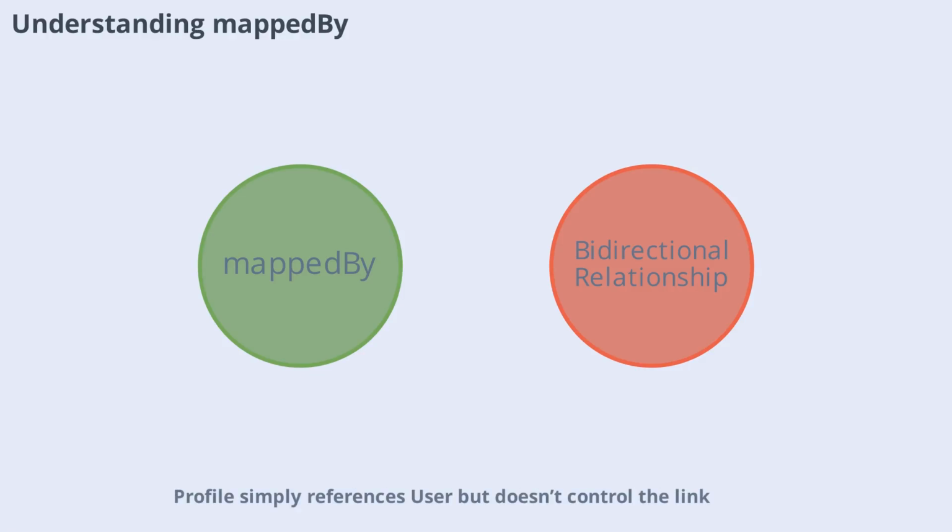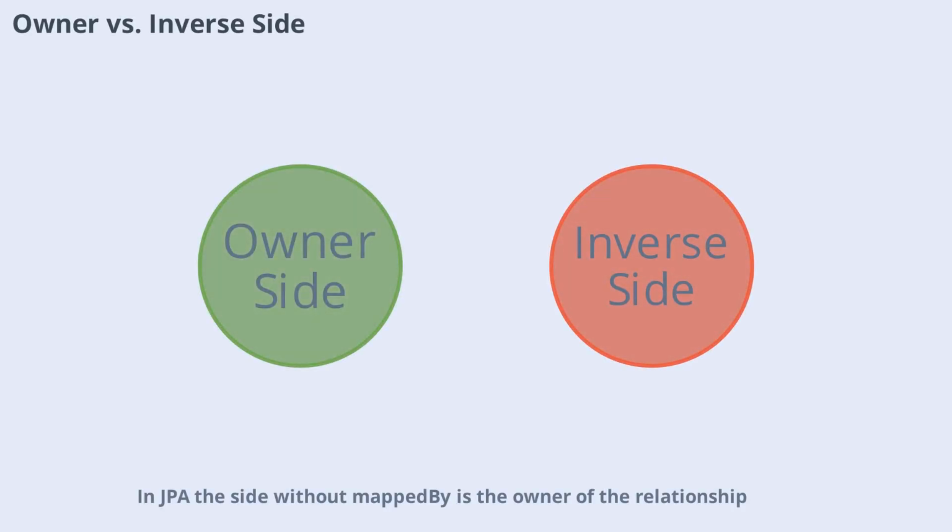Profile simply references user but doesn't control the link. This setup prevents circular references and ensures only one side updates the relationship in the database. In JPA, the side without mappedBy is the owner of the relationship. The owner side contains the foreign key and is responsible for managing the association.